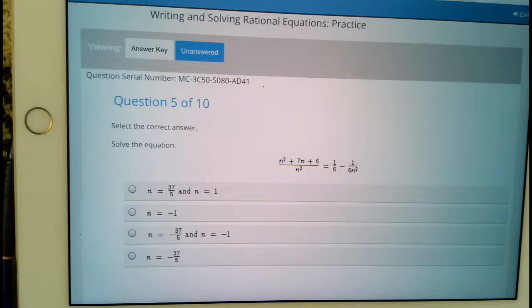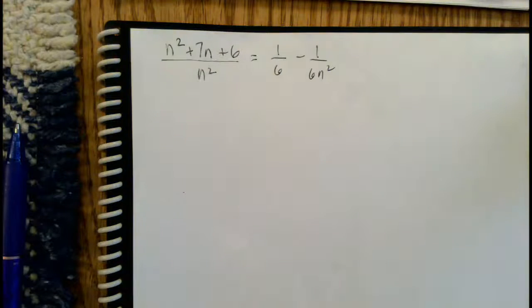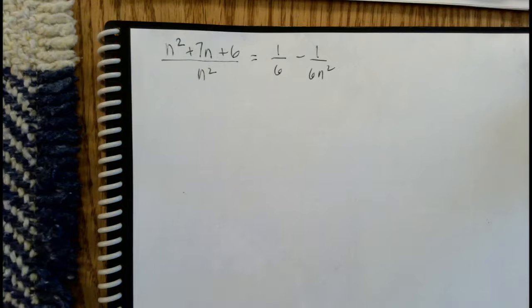Solve the equation. So again, what we see in terms of our answers there are 37/5 or negative 37/5 and 1 and negative 1. But I want to take a look over here at this problem, and as we look at it, we need to find the least common denominator.